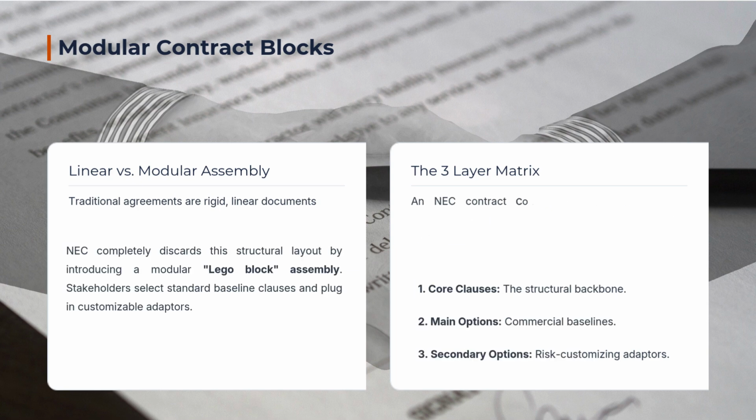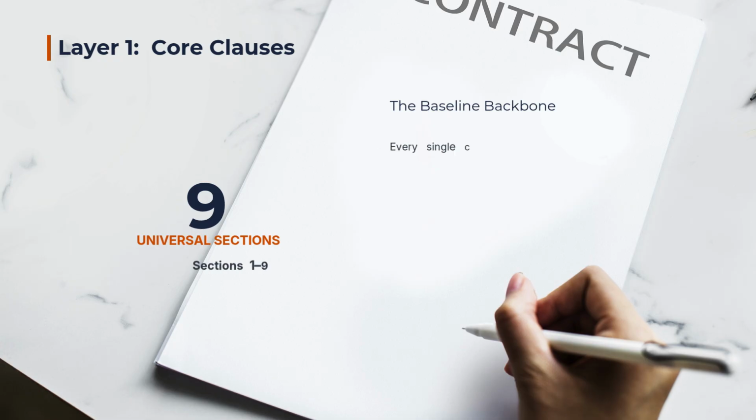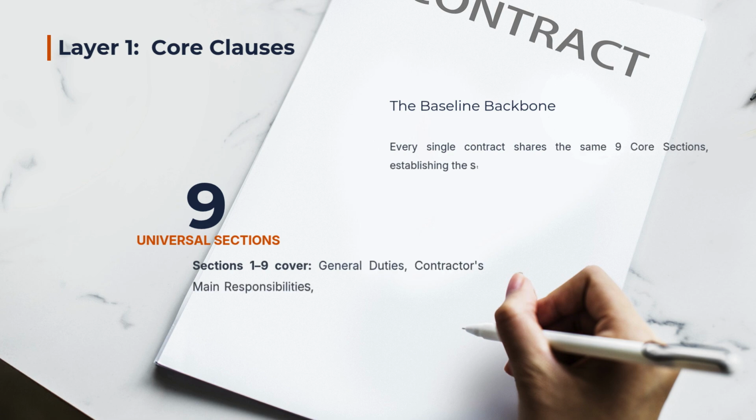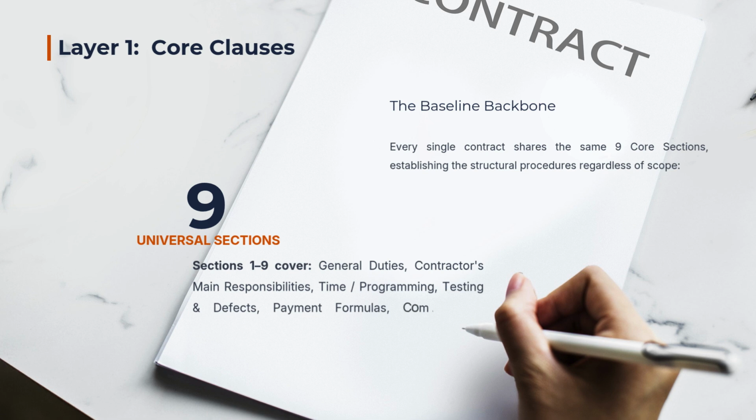This modular framework consists of 3 main layers: the core clauses, the main options, and the secondary options. Let's look at how these pieces fit together. The very first layer is the core clauses. This is the non-negotiable backbone of the contract. There are 9 core sections in total, and they cover the fundamental mechanics of any project. Things like the project manager's duties, time, quality, payment, compensation events, and title. No matter what you are building, these 9 core sections look exactly the same in every single contract.